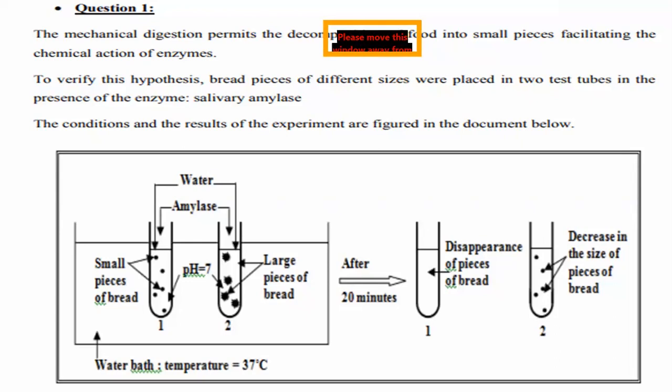Thank you. I'm going to repeat what Gabriel said. After adding water and amylase to tube 1 containing small pieces of bread at a temperature of 37 degrees Celsius and a pH equal to 7, after 20 minutes the pieces of bread disappeared. What does this indicate? This indicates that the bread was digested completely in tube 1.